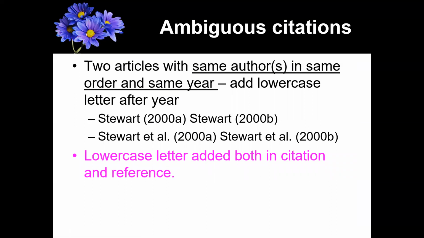There is one exception to that rule, however. Oh, I'm sorry, actually we're getting to that next. If you do have two articles with the same authors in the same order and same year, you just add a letter after each year. So if I have two different articles by Stewart, both published in the year 2000, make it 2000A, 2000B. Other than that, it's the same. So again, if it was Stewart and a bunch of other authors, then just say Stewart et al., but 2000A instead of just 2000. And then 2000B for the second article.